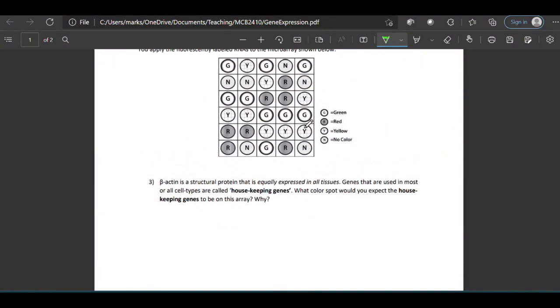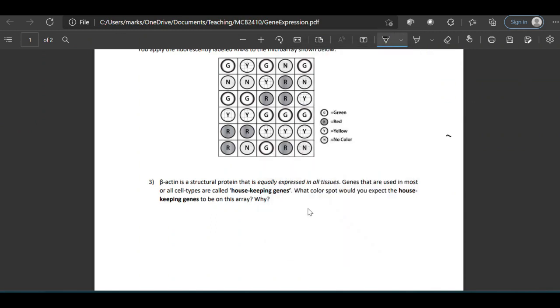Here's our array with a bunch of different spots. Each one's for a different gene. Some are green, some are yellow, some are red, some have no color. Okay, so beta-actin is a structural protein that's equally expressed in all tissues. This is a special type of gene. We use these as controls because we can normalize the reaction to beta-actin, since we know it's expressed in all tissue types. These types of genes are what we call housekeeping genes, and they're on at equal levels in any tissue.